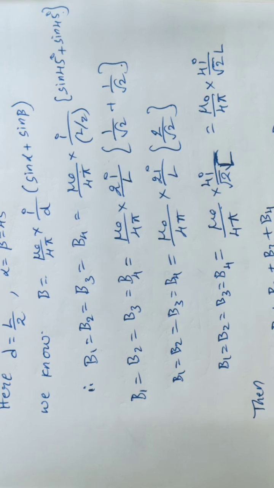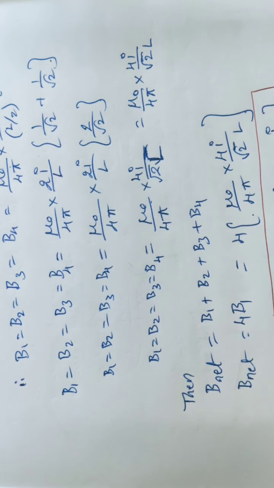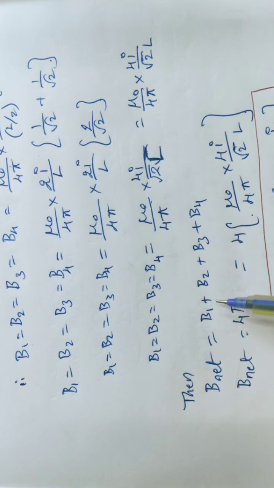We want to find the net magnetic induction at the center. Net magnetic induction at the center means B net is equal to B1 plus B2 plus B3 plus B4. So what does B net become, students? All are equivalent values, so that is equivalent to 4 B1.